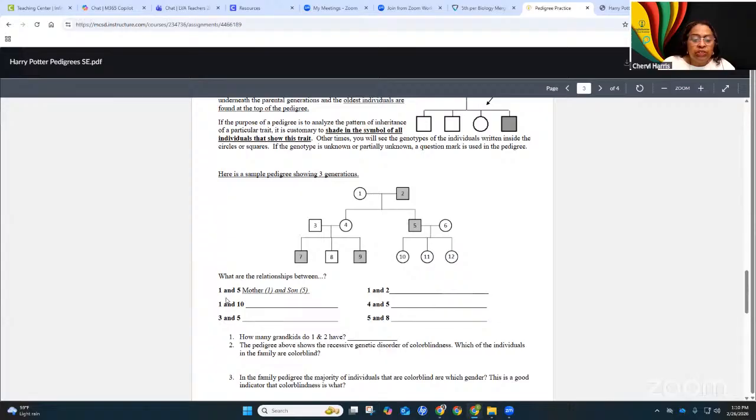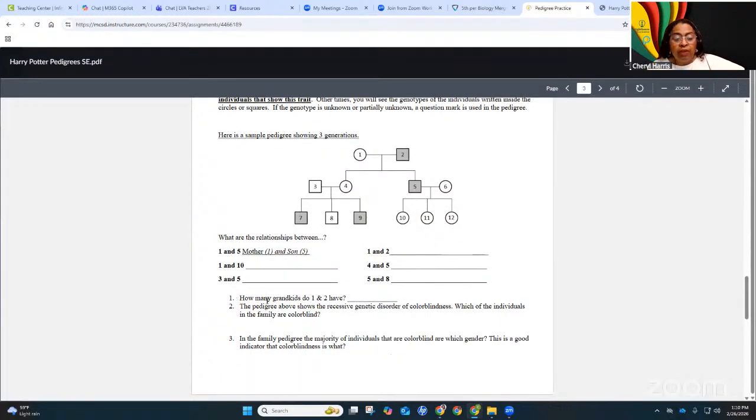What is the relationship between, so they tell you the first one, between number one, they're all numbered. What is the relationship between 1 and 5? Okay, 1 is a circle, that's a female. There's a line connected. This is a male. So that's mom, that's the son, and that's what you write here. So all you have to do is look at this chart and figure out what is the relationship between the lines that are connected.